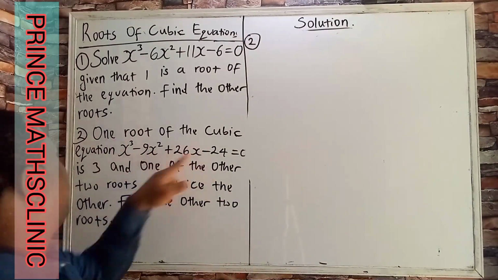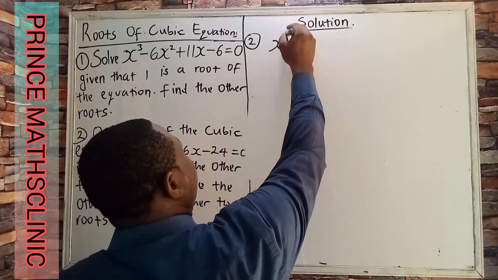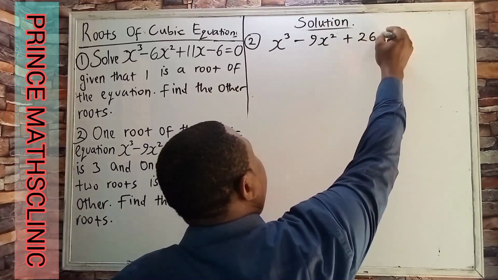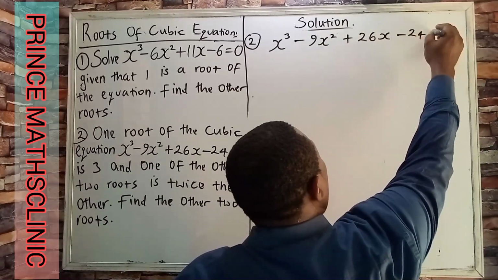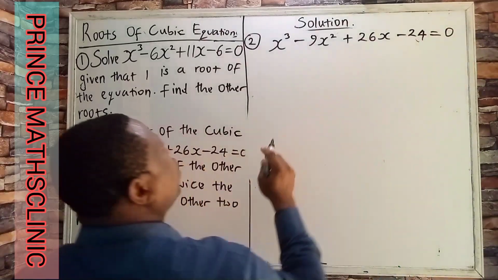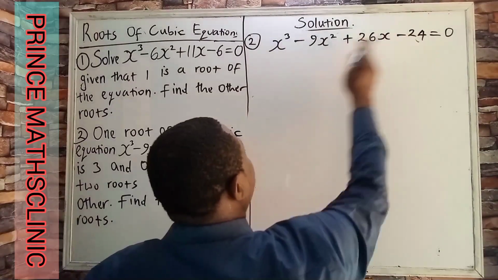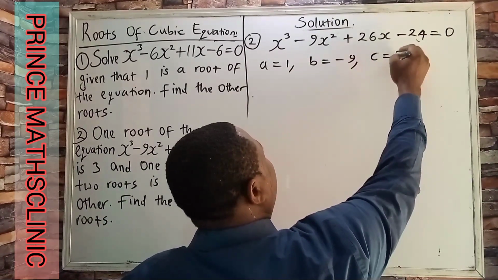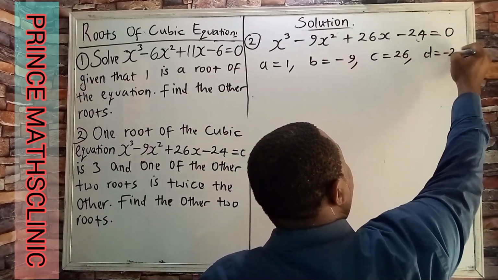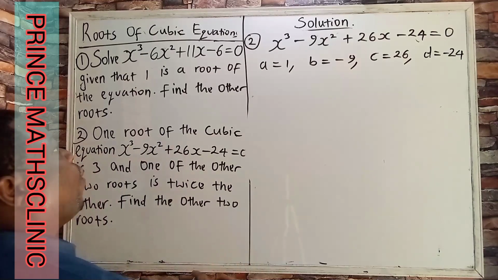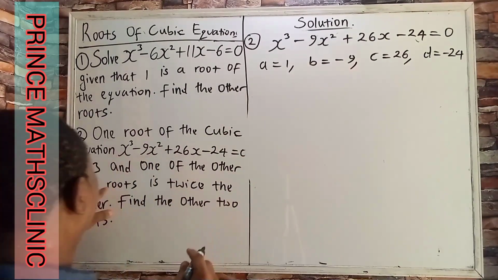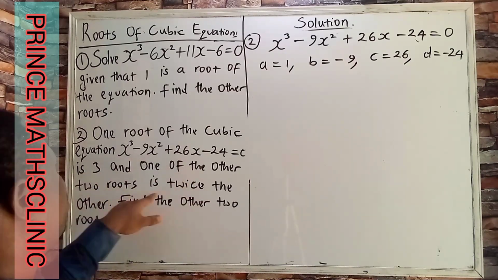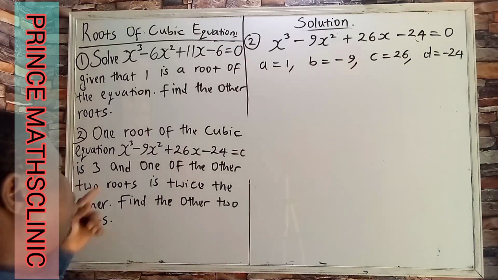Now, the question says, one of the roots of the cubic equation x cubed minus 9x squared plus 26x minus 24 is equal to 0. So the first thing I would like to do is to extract my a, b, c, and d. My a is 1, my b is negative 9, my c is 26, and my d is negative 24. Right? Good. So I know that the question says that if one of the roots is 3 and one of the other 2 roots is twice the other root, we should find the other 2 roots.